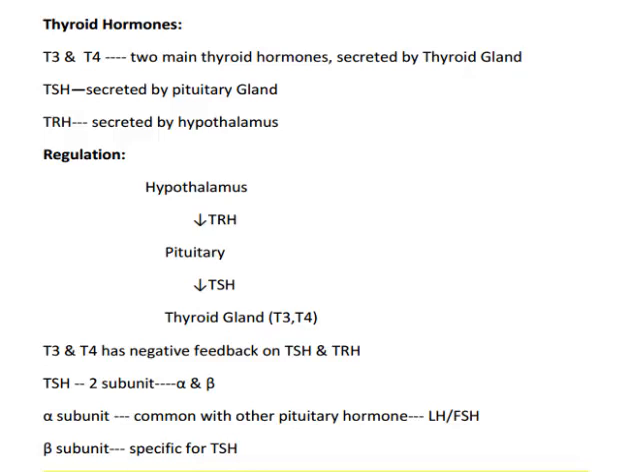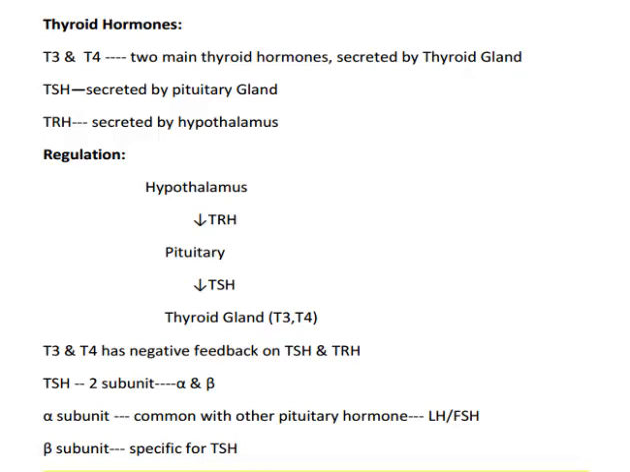TSH is secreted by the pituitary gland and TRH, that is thyrotropin releasing hormone, is secreted by the hypothalamus. Now these three hormones are interregulated by each other. How? First, the hypothalamus. From the hypothalamus, TRH is secreted. It stimulates the pituitary to secrete TSH, and then this TSH acts on the thyroid gland to secrete T3 and T4.